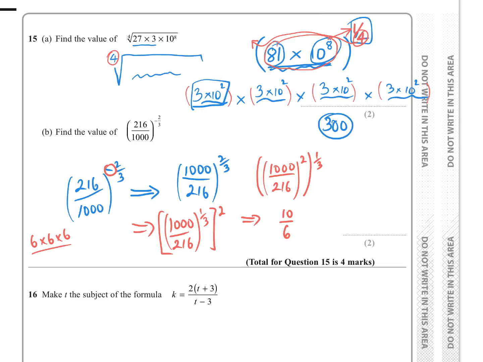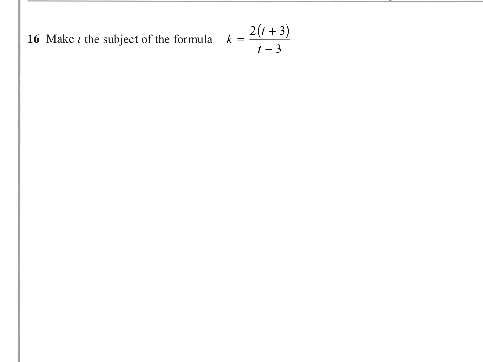So it would be 10 sixths. But the nice thing about 10 sixths is that's the same as 5 thirds. And then at the very end, you can just square it. So you end up with 25 ninths would be the answer.